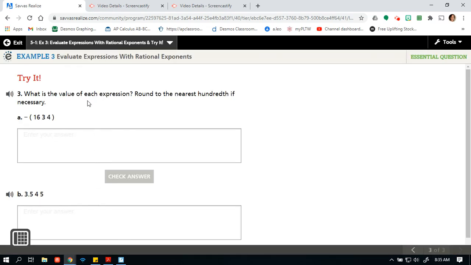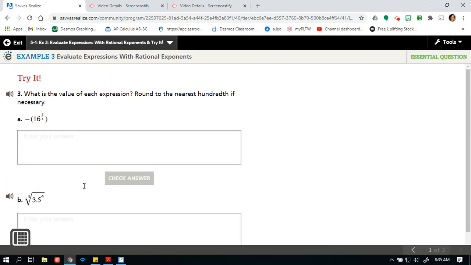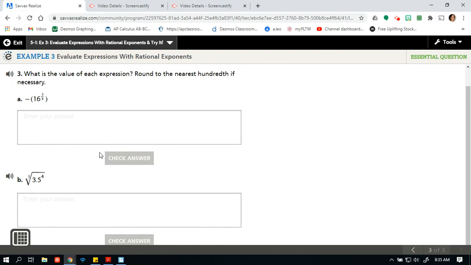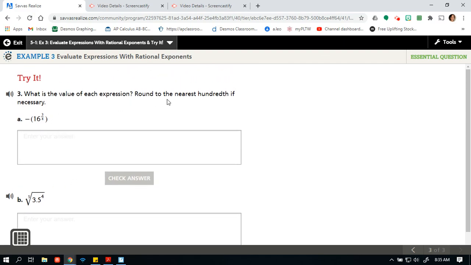Right, you have 2 try-it problems where you round the values of the expression to the nearest hundredth if necessary, and there you go.